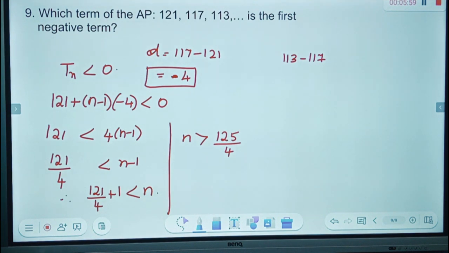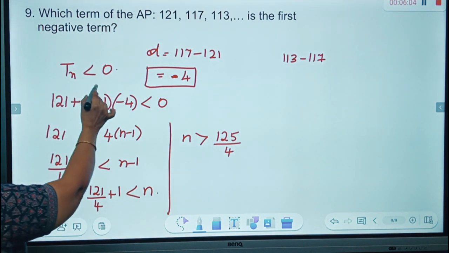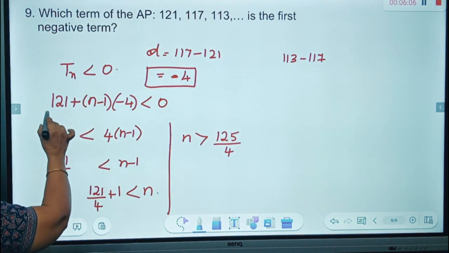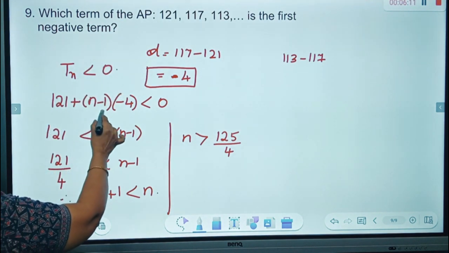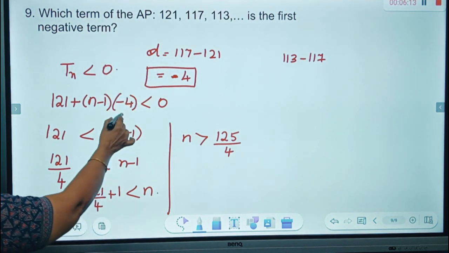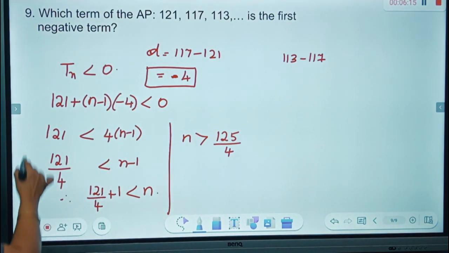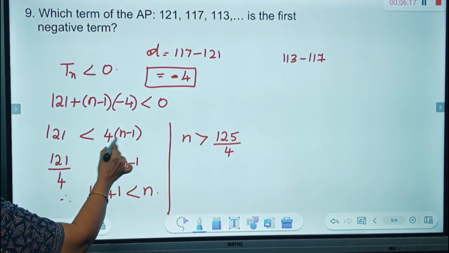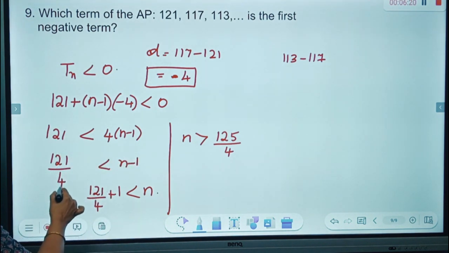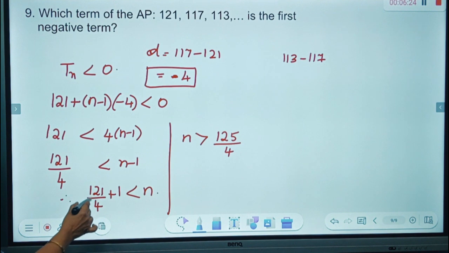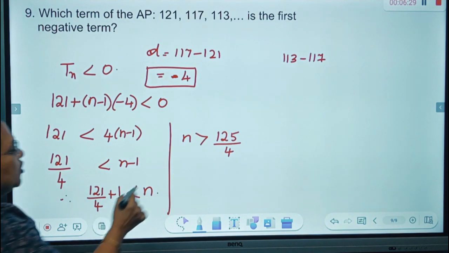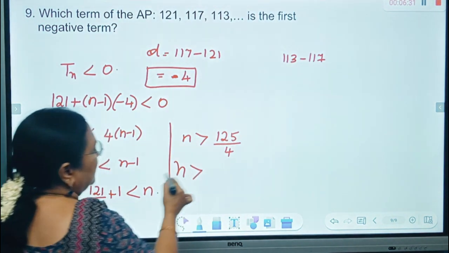Are you able to follow which term is the first negative term? So Tn must be less than 0. Tn is a plus (n minus 1) into d. A is 121. So 121 plus (n minus 1) into second term minus first term, which is minus 4. So 121 is less than 4 into (n minus 1), or 121 by 4 is less than n minus 1. Therefore n is greater than 121 by 4 plus 1, which is 125 by 4.